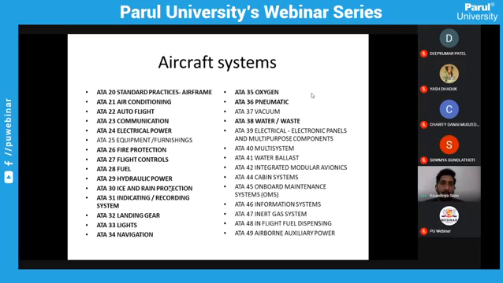Small aircraft mainly work on DC. Large aircraft have both AC and DC power supplies. Okay, 25, equipment and furnishing, is not a main topic, but it is a subtopic of all aircraft.